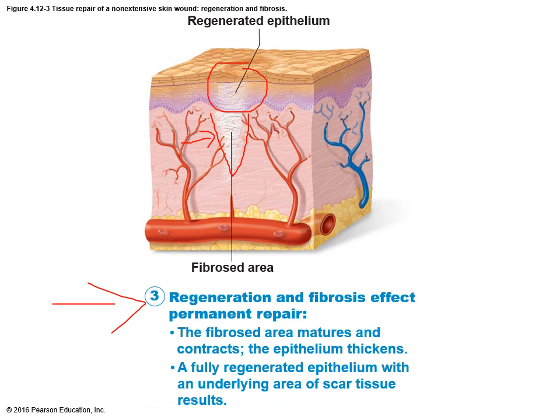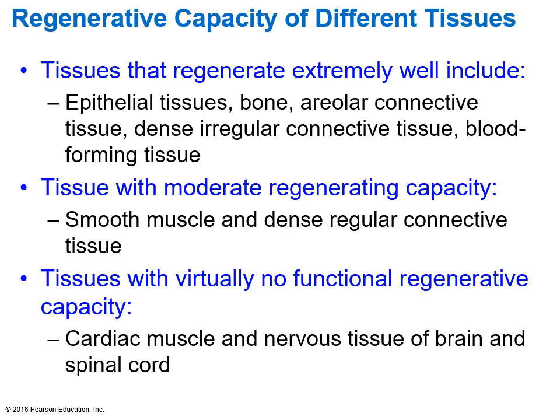Our final slide for this gives us a nice little list of the different regenerative capacity of the tissues that we've discussed thus far. As you can see, it gives you examples of tissue that regenerate very quickly, such as epithelium tissue, bone, areolar, dense irregular, and blood-forming tissue. You also have tissues with moderate regenerative capacity, such as smooth muscle and dense regular. And tissues with virtually no functioning regenerative capacity are things like cardiac muscle, as well as the nervous tissue of the brain and the spinal cord.